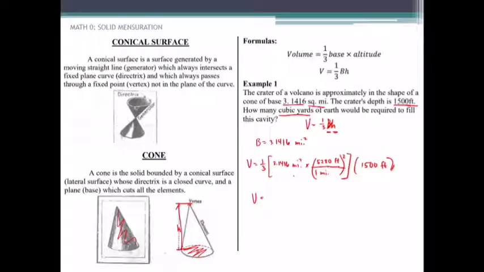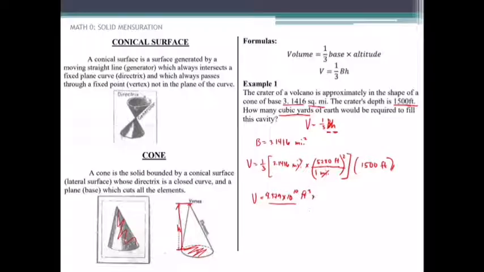So, cancel out miles squared. So this is 3.1416 times 5,280 squared, then times 1,500, and then divided by 3. So this is now feet squared times feet. So your answer now is in cubic feet. So we have 4.379 times 10 to the power 10. And so, we are to find the answer in cubic yards.